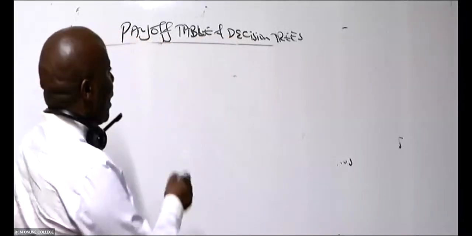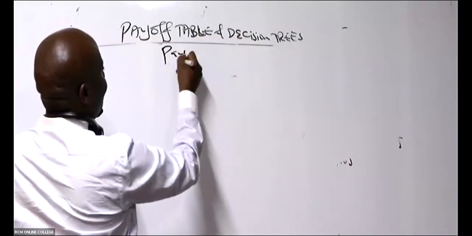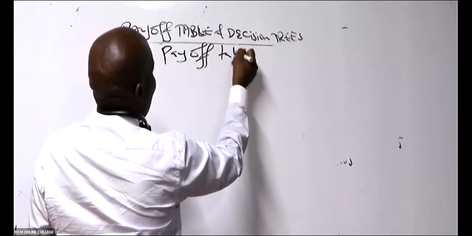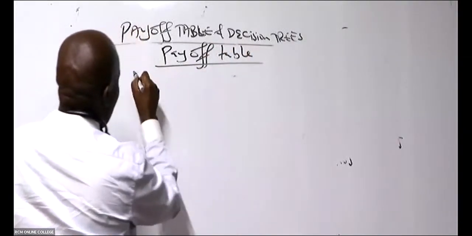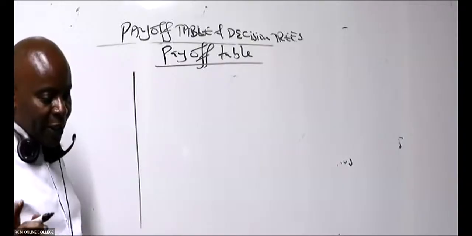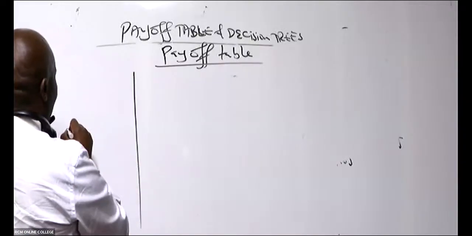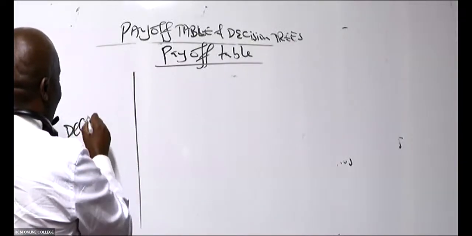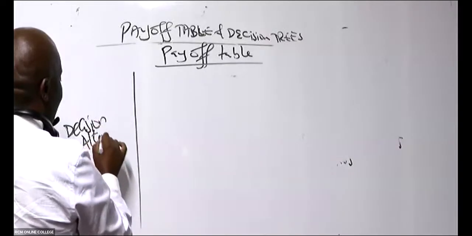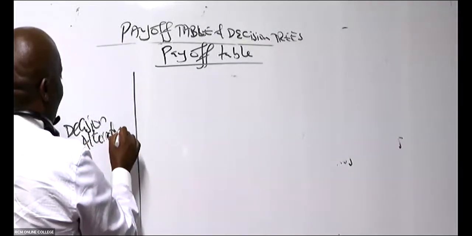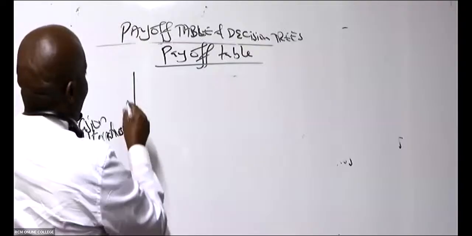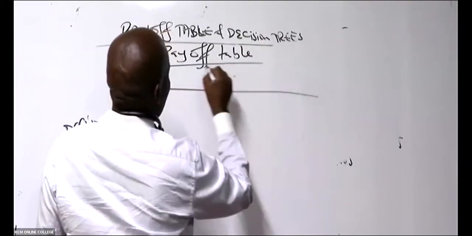Yeah, so this is how our payoff table looks. So payoff table. So we have Yu Limited. So we have alternatives, decision alternatives here. And then we have our states of nature here.